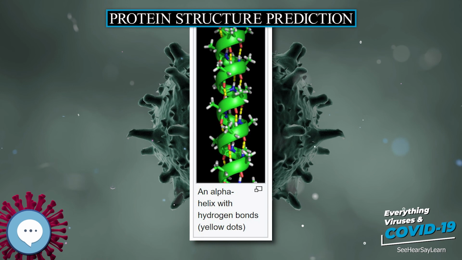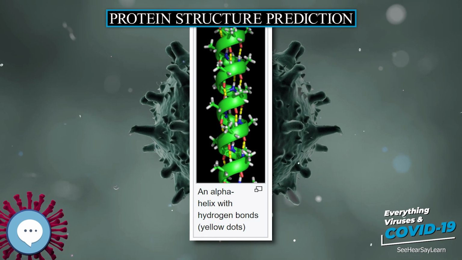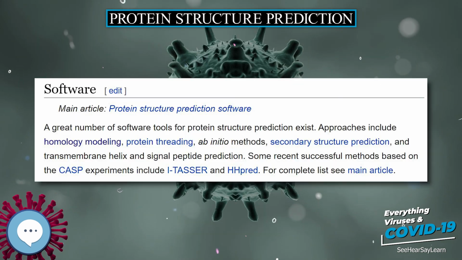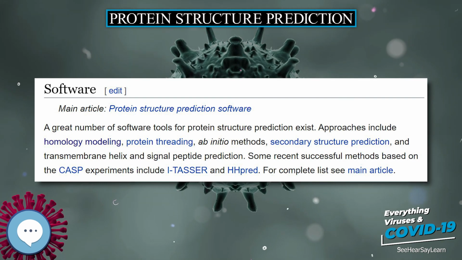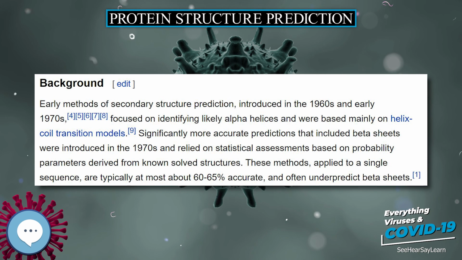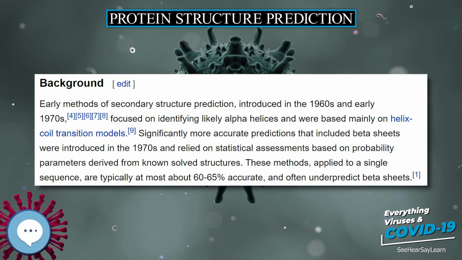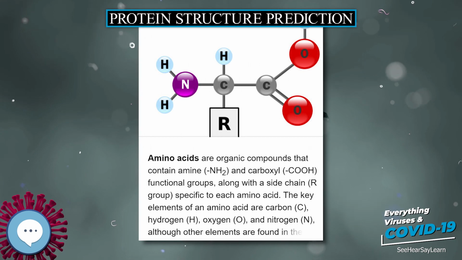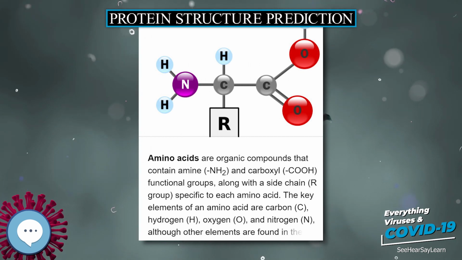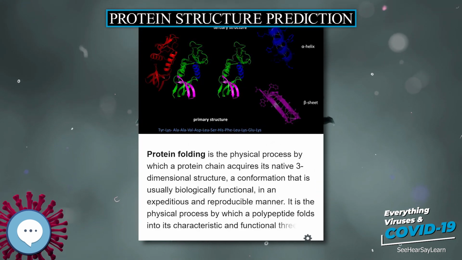Software. A great number of software tools for protein structure prediction exist. Approaches include homology modeling, protein threading, ab initio methods, secondary structure prediction, and transmembrane helix and signal peptide prediction. Some recent successful methods based on the CASP experiments include I-TASSER and HHpred. For complete list, see main article.